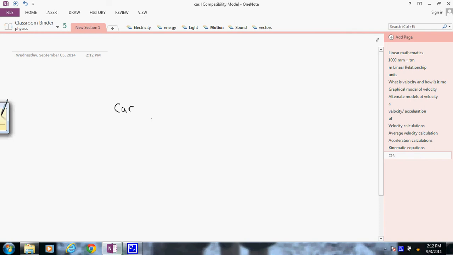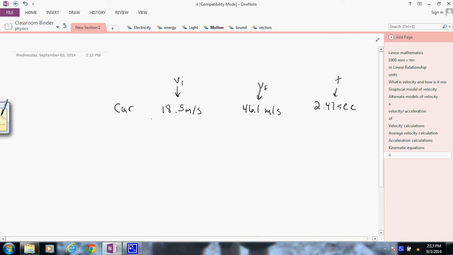Accelerates uniformly from 18.5 meters per second. This is a velocity, and it's important to label all of your variables. To 46.1 meters per second, which is also a velocity. If this is the final velocity, then the other is the initial velocity. It did this in 2.47 seconds, which is obviously the time. It wants us to determine the acceleration and the distance traveled.